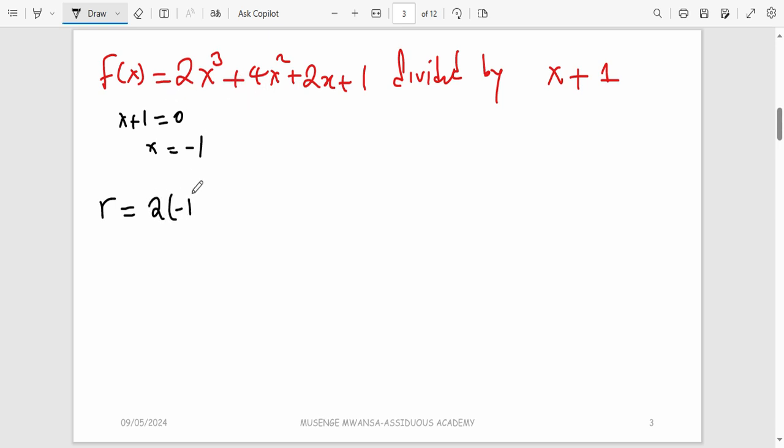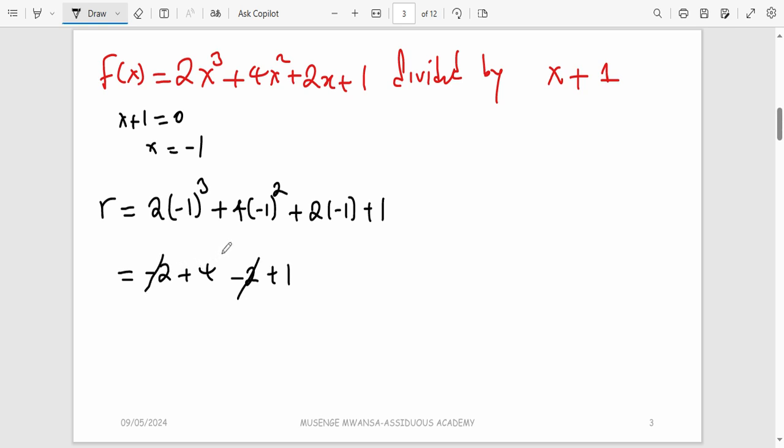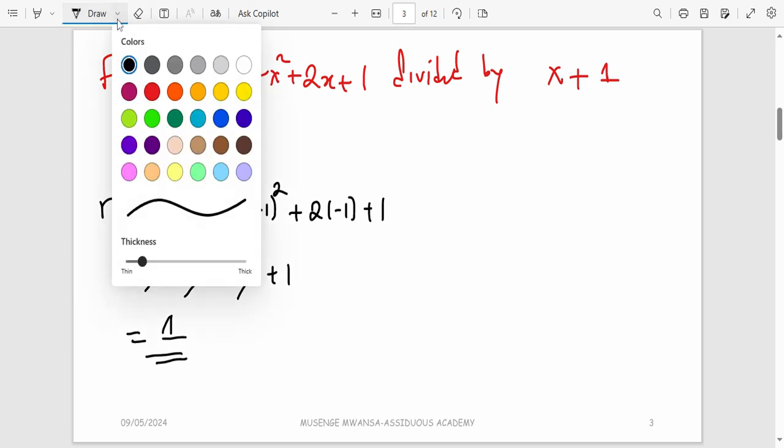And the remainder is given by the function, but where there is x, you put negative 1. That will be negative 1 to the power 3 plus 4 multiplied by negative 1 to the power 2 plus 2 multiplied by negative 1 and then plus 1. Negative 1 to the power 3 is negative 1, then positive 4, negative 2, plus 1. So negative 1 and negative 2 give us negative 3, which cancels with the 4, so the answer will just be a 1. For this question, the remainder is a 1.